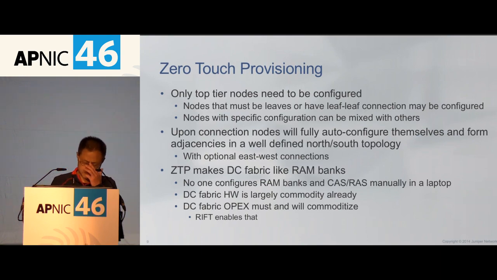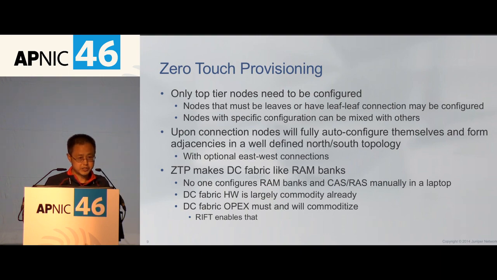Another important feature of RIFT is what we call zero-touch provisioning. Basically, only the top-tier nodes, which some people call the super spine and some call top-of-fabric nodes, need to be configured. Additionally, some nodes that must be leaves at the very bottom, or have leaf-to-leaf connections, may be configured. Other than that, no more configuration is needed on any of those nodes. You just power them up, and they will cable up and form adjacency in a very well-defined north-south topology.